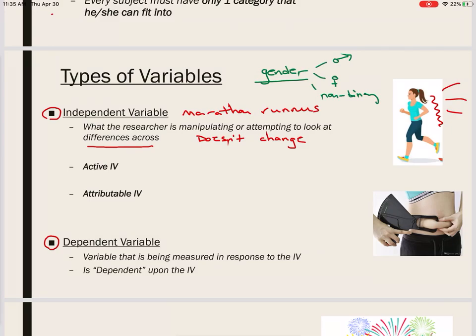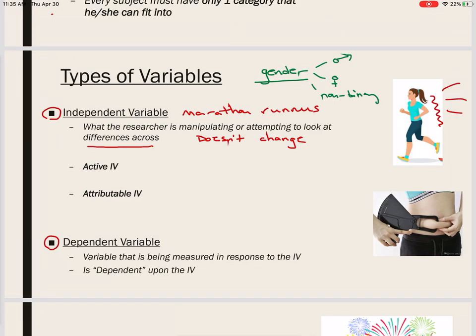Or what if I was looking at marathon runners and I wanted to add different levels? I could say the independent variable is marathon runners, and my levels of the independent variable are recreational, semi-competitive, and professional. So it's still something that doesn't change during the course of the study, but I might be interested in looking at differences across genders or differences across levels of runner.